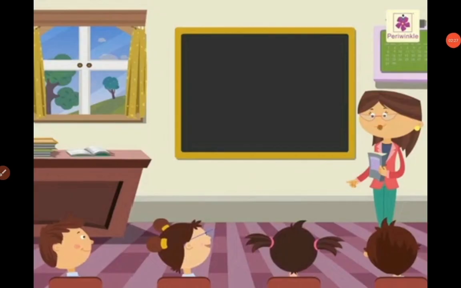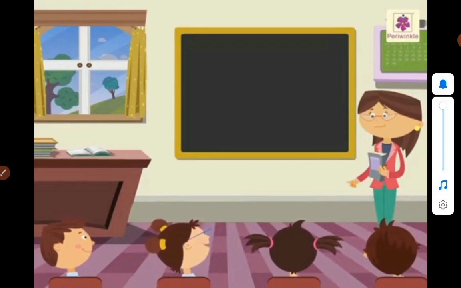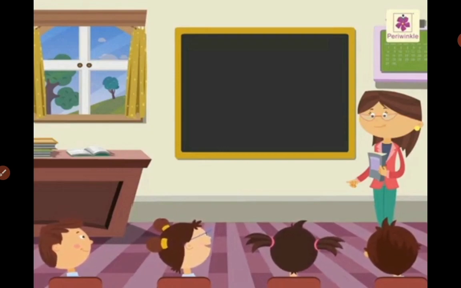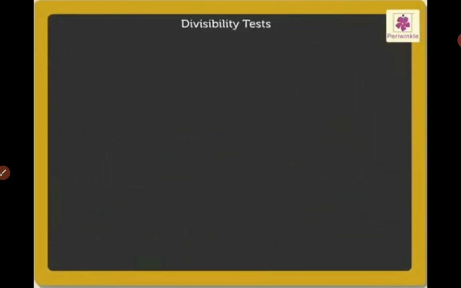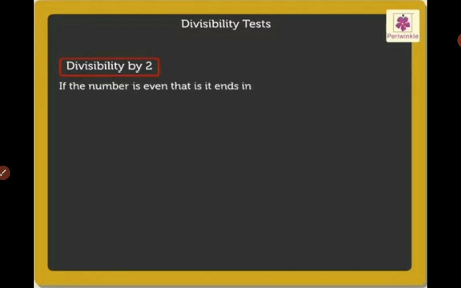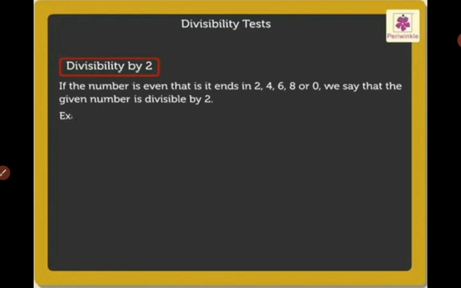Divisibility. These rules will help us determine whether a number is divisible by another number without actually carrying out the division process. Let us have a look at different divisibility tests. Divisibility by 2. If the number is even, that is, it ends in 2, 4, 6, 8 or 0, we say that the given number is divisible by 2. For example, 26 ends in 6. Thus, it is divisible by 2.